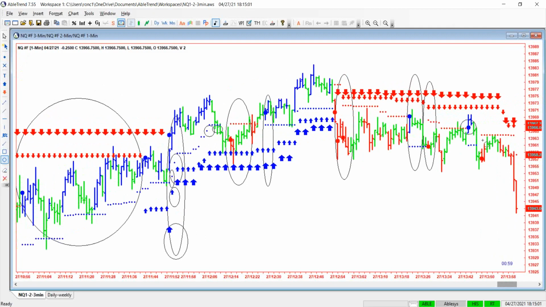Small loser there because we'd be out on the blue bar, lost about 5 points on that trade right there. There's a triple confirmation sell signal.